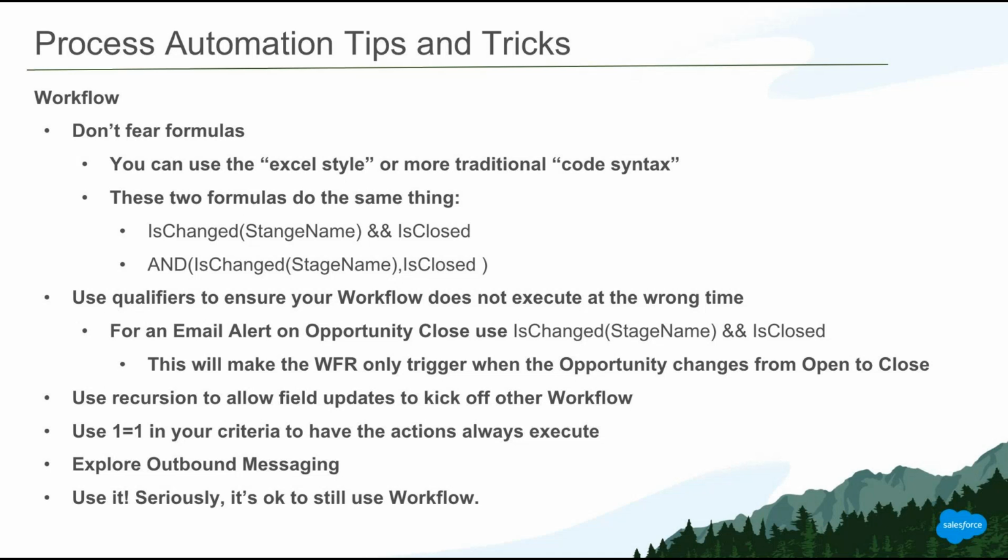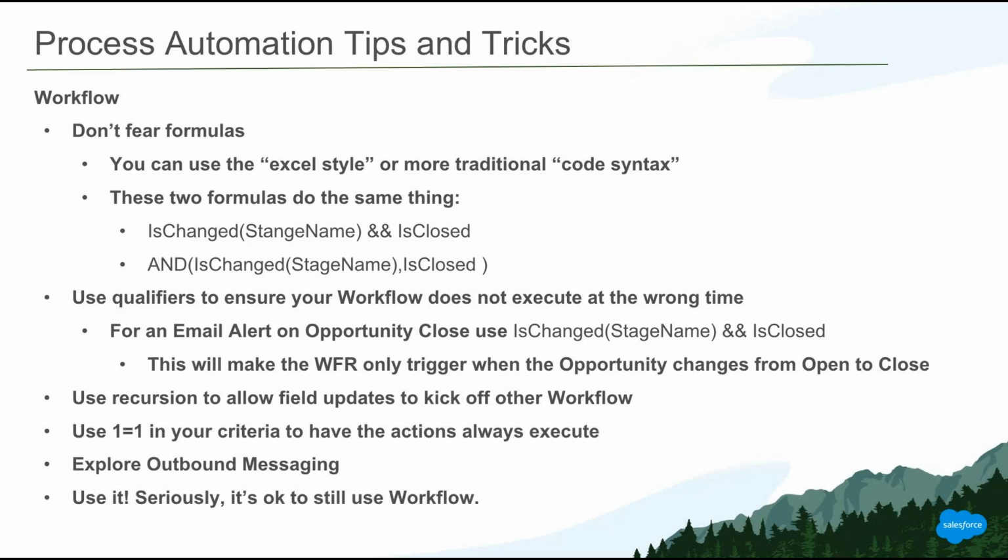You can use recursion to allow field updates to kick off other workflow. So recursion just basically says this process will review itself multiple times. A great example of that is when you have field updates. You might have a field update and that new value you want to trigger something else. So you create kind of this cascade of automation. You need to run your process or workflow in recursion. Otherwise it will stop, and you won't have those subsequent processes take place.